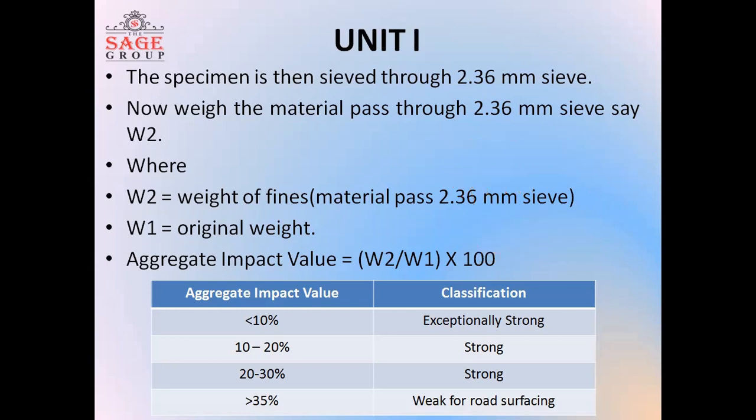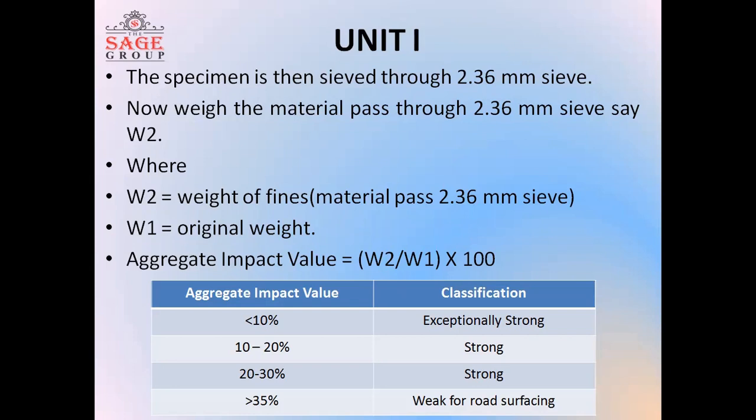In this procedure, the original weight of the stone before the impact test is taken as W1, and W2 is the weight of the material which passed through the IS 2.36 mm sieve. Now the aggregate impact value is the ratio of W2 by W1 into 100, which gives the impact value of the stone.